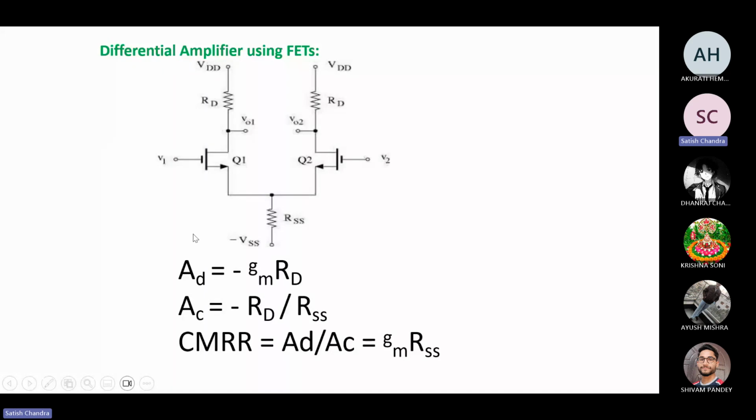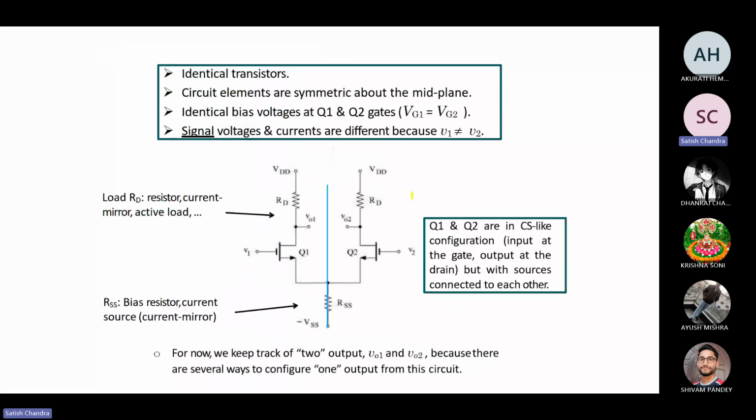So basically, when we calculate this differential amplifier for the case of a FET, we get the value for the differential gain, that is gm RD, and for the common mode gain, we get minus RD by RSS, where the CMRR will come as gm by gm RSS. Similarly, if I look at the half circuit, what is going to happen? We can see a similar kind of structure.